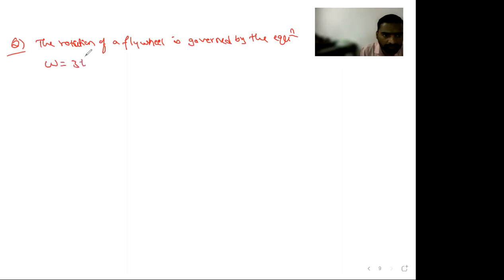Yes, this is important for the exam. The rotation of a flywheel is governed by the equation omega is equal to 3t square minus 2t plus 2, where omega is in radian per second and t is in second.